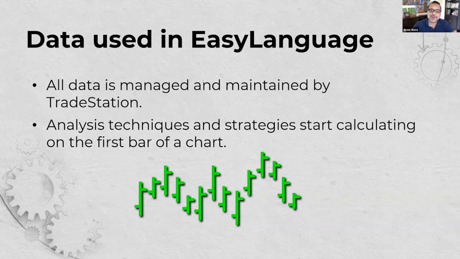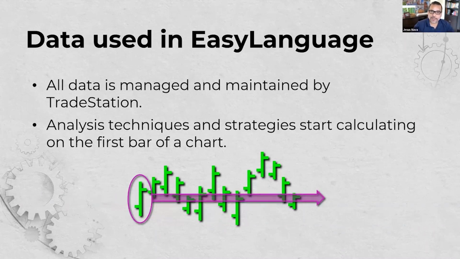If you want to request more data, TradeStation has a massive historical database that you can tap into. If you want to test an idea against 5-minute data, but you want that data to go back 1, 2, 5 years, all that data is available for you to test, and it's just a matter of requesting it. Once you download all that data and load it onto a chart, when you apply a technical study or a strategy, it's going to start calculating on the very first bar of the chart, depending on how much history you have.